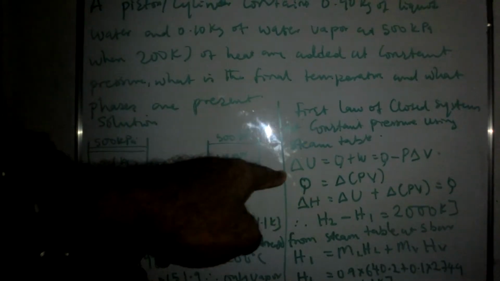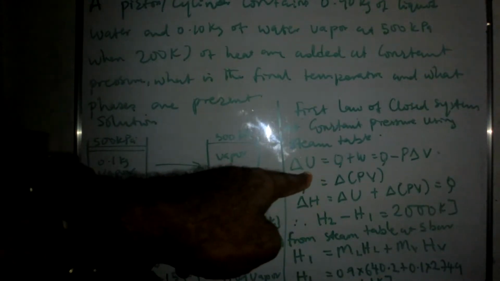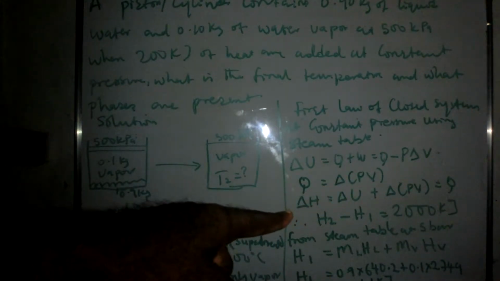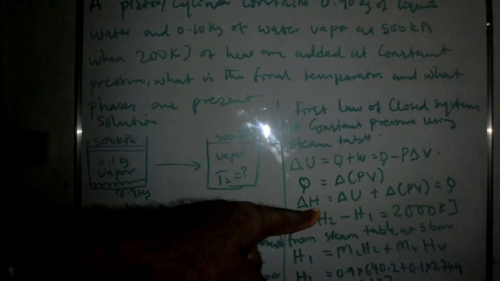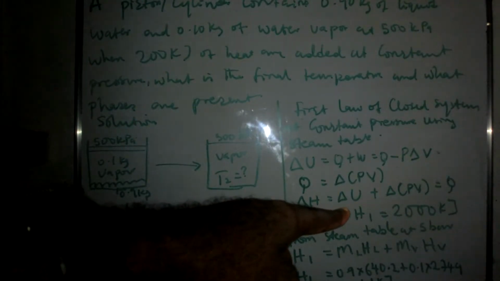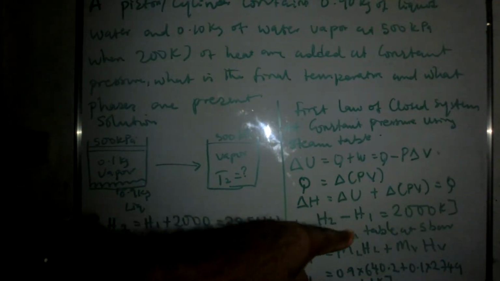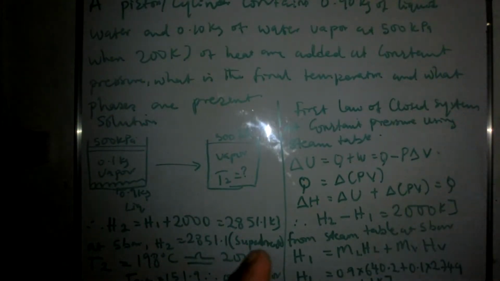That states that del U, change in internal energy, is equal to Q plus W, which is the same thing as saying Q minus P del V. So Q is equal to change in PV, and del H is equal to change in U plus change in PV, which is equal to Q, which we already know. In essence, H2 minus H1 is equal to 2000, which is the heat added.